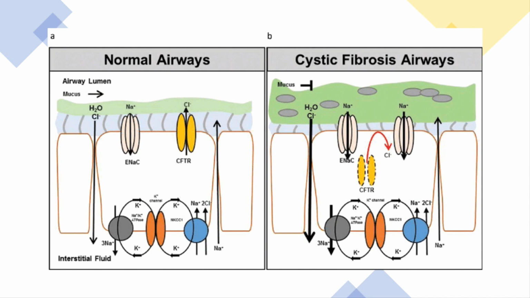On the left, you can see an illustration of a normal airway. On the right, you can see an illustration of a cystic fibrosis airway. Immediately, you can see the difference in the green area at the top. Because of that defective chloride channel, there's a ton of thick, nasty mucus stuck in your airways. And the presence of this mucus is going to be responsible for a lot of the signs and symptoms and the treatments that you're about to see.